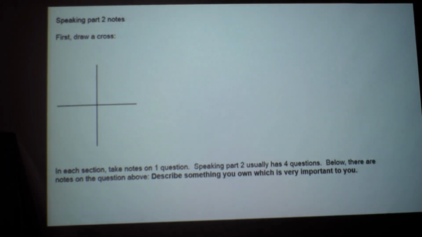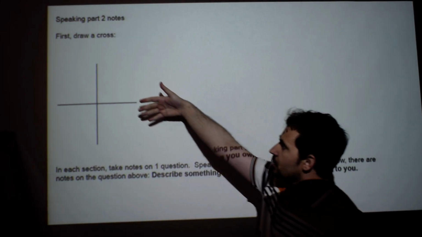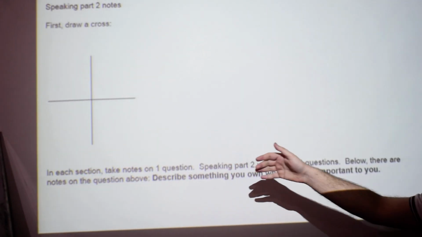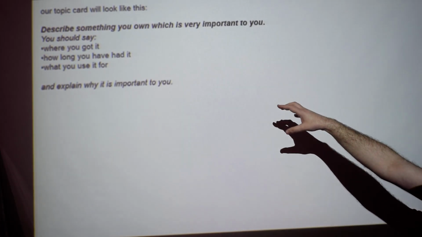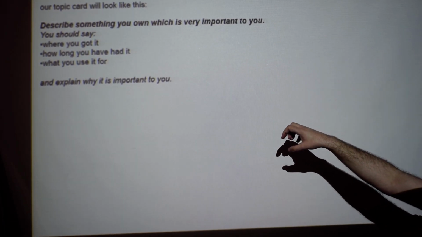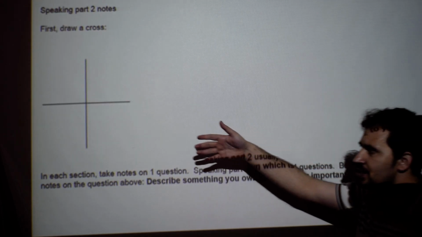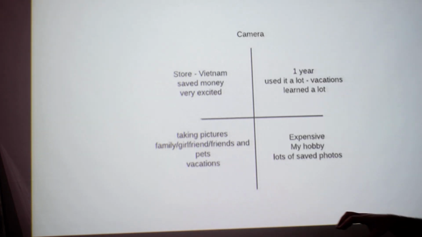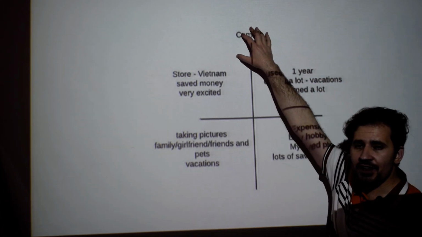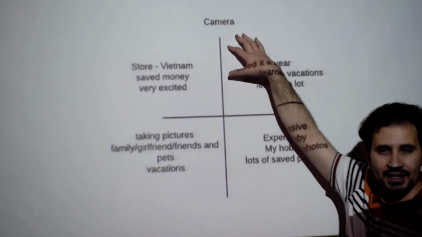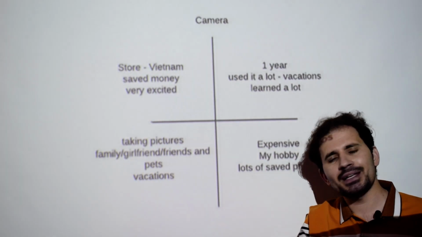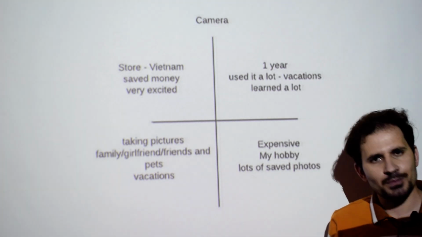Now, as I said earlier, first of all, you need to draw a cross for the question. The question has been given to us. This is my question, and for this question, what I need to do, first of all, is draw a cross on a piece of paper. The topic I have here is about a camera, and I want to utilize 1 minute. You should not write down complete sentences because you don't have that much time.